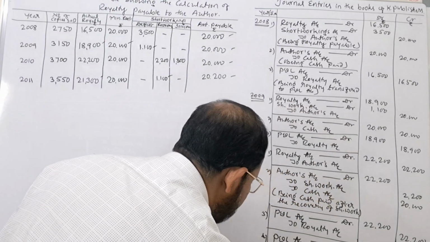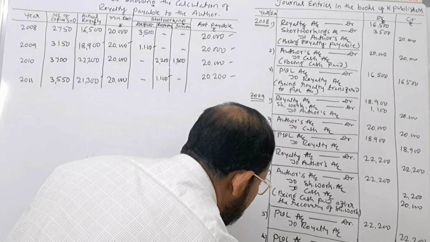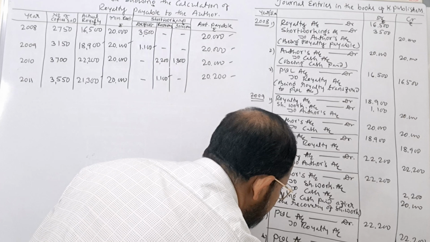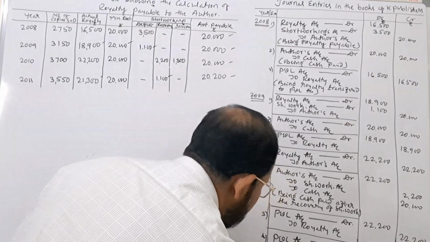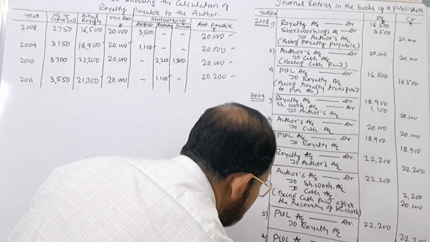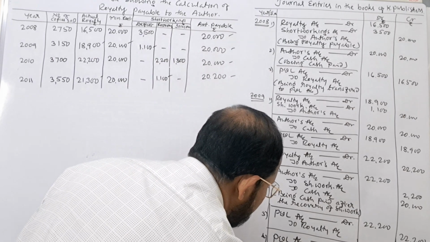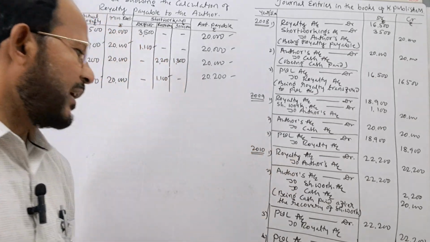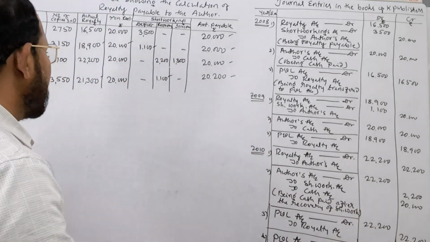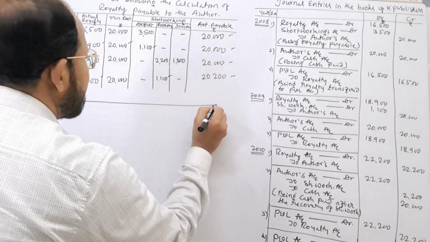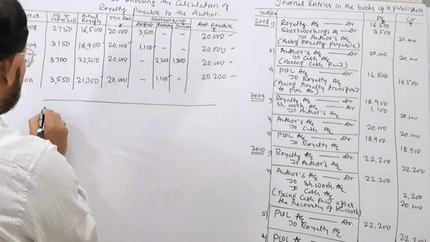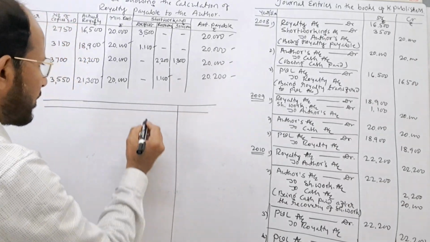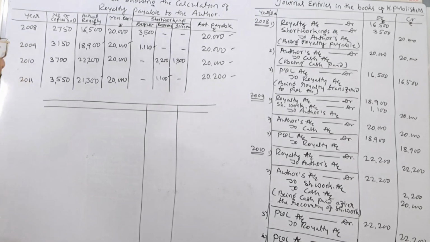What narration do you write? Being irrecovered short workings transferred to profit and loss account, or debited to profit and loss account. These are the journal entries in the year 2010. Now, last year, in the year 2011, we'll pass the entries.